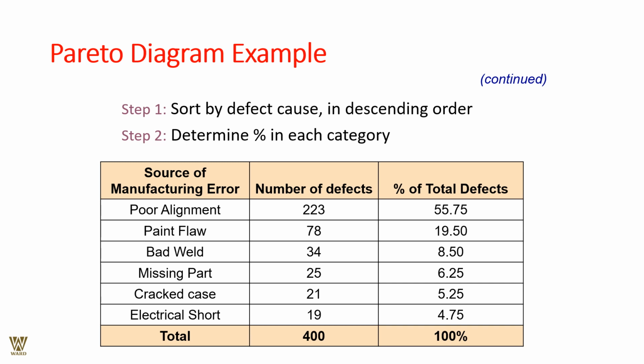Now, can we do it with Pareto's diagram? Probably yes, definitely yes. Why not? Sort the defects in descending order and determine the percentage. You will see poor alignment with 223 defects was approximately 55.75 percent, and the next was the paint flaw, which was 78 defects, approximately 19.5 percent, and so on and so forth. If these two defects can be fixed, you have removed 80% of the defects by yourself, approximately 80% or 75% per se.